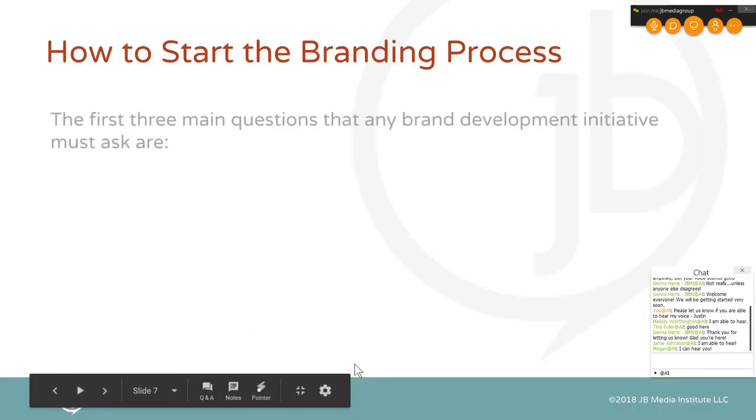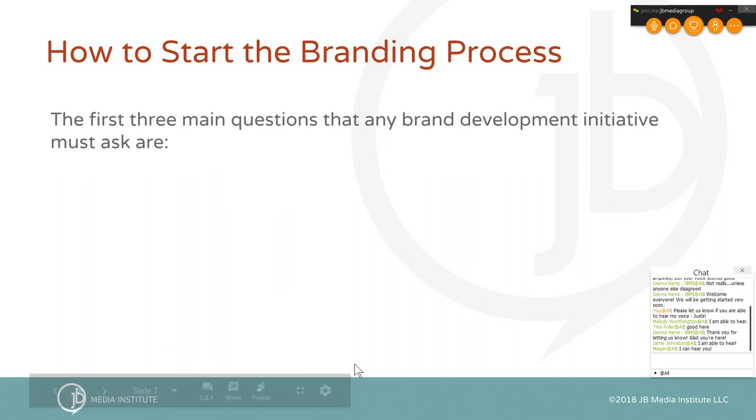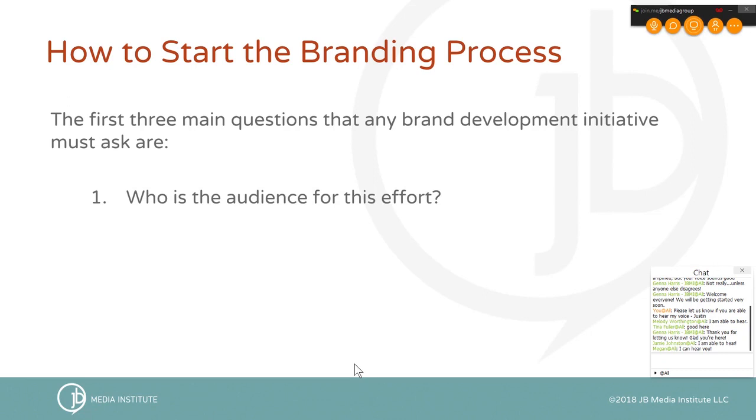So how to get started with the branding process? You need to start by asking your internal team 3 main questions. One is, who's the audience for this effort? Is this just primarily to create and guide your own internal efforts? Is this to get buy-in from your board or from local officials? Is this to get buy-in from your partners or your regional community? So you have to understand who you're trying to create this branding effort for.